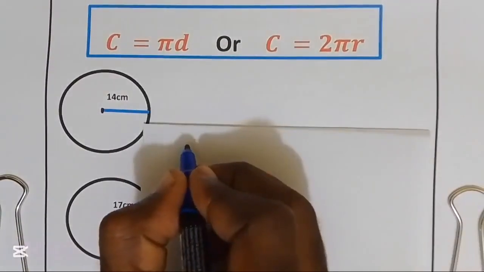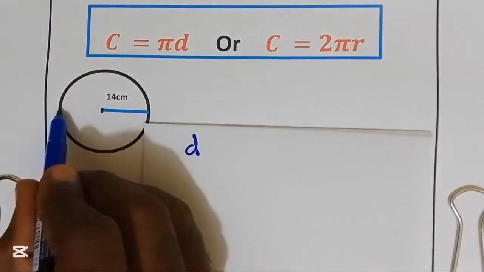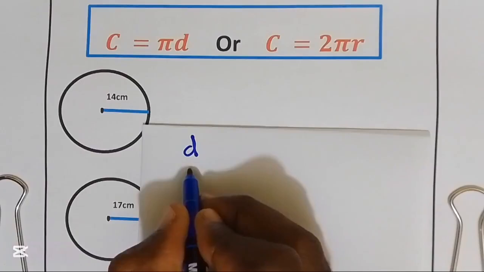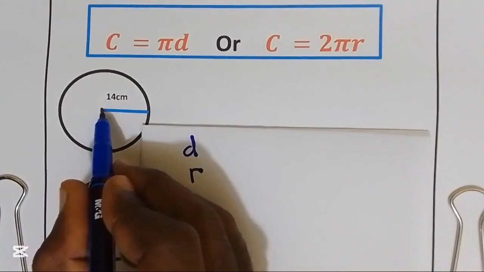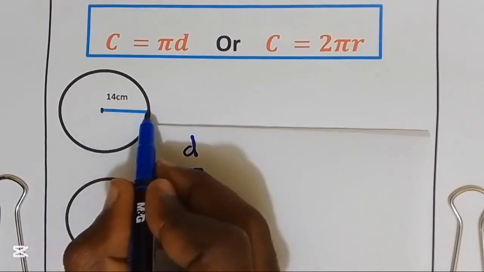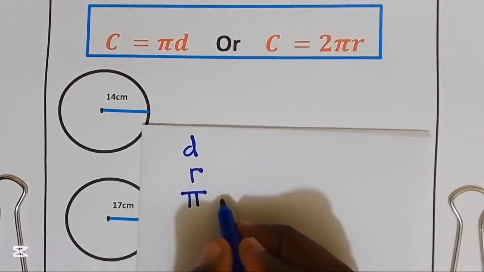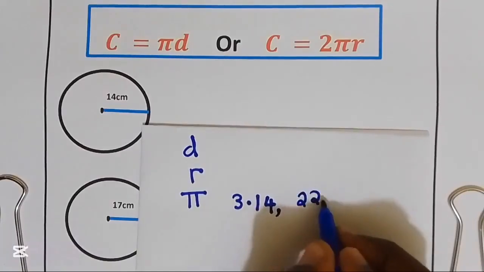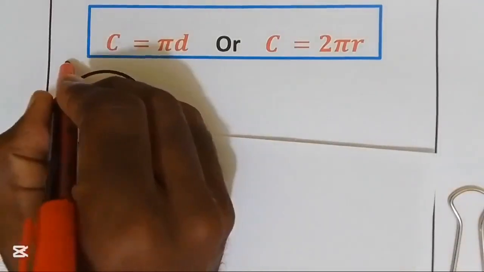Also, we know that diameter is the distance from one surface of a circle to another surface of a circle through the center. And radius is the distance from the center of a circle to a surface of a circle. Pi is the ratio of circumference of a circle to diameter, which is a constant, given by 3.14 or 22/7.